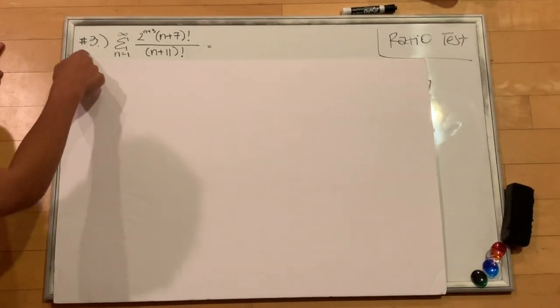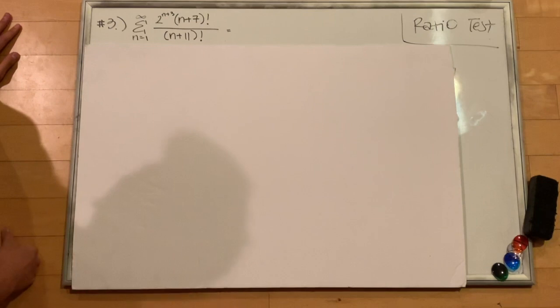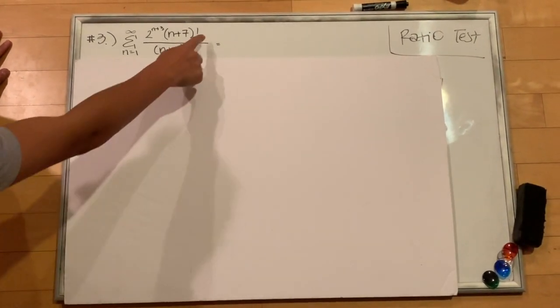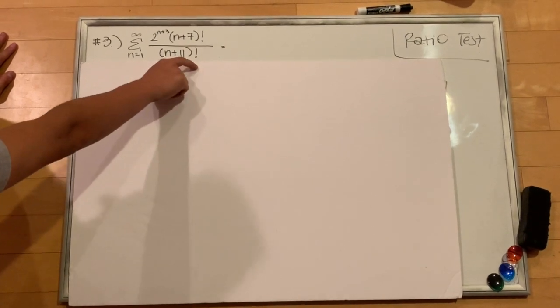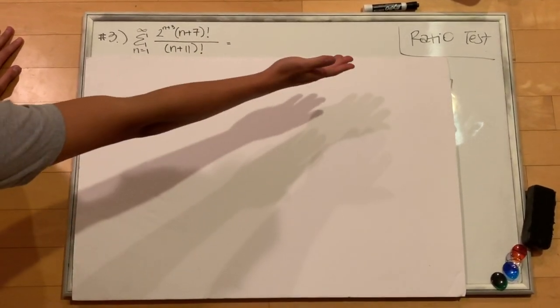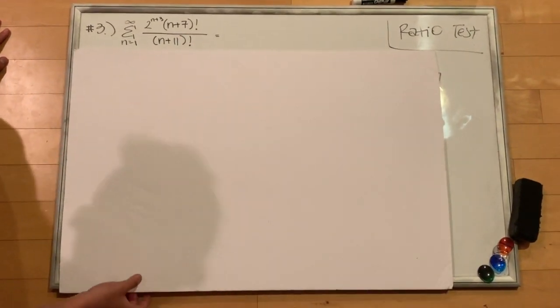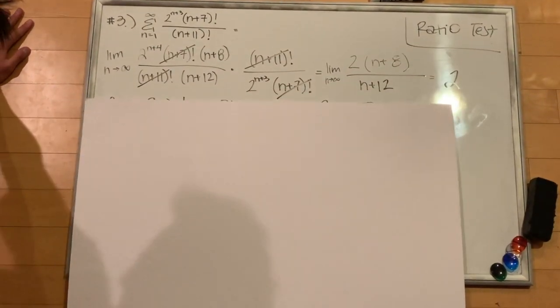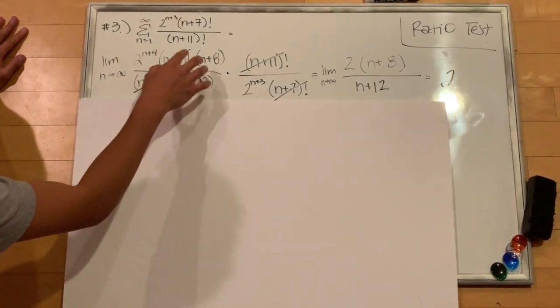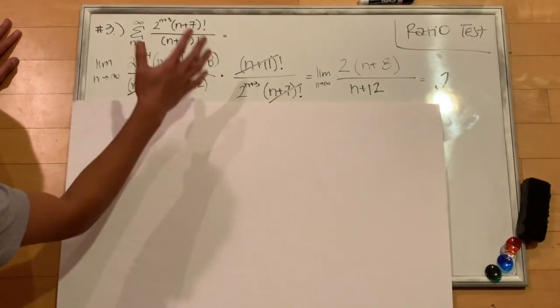Okay, so now for number 3, we have the sum from 1 to infinity of 2 to the n plus 3 times n plus 7 factorial over n plus 11 factorial. And these factorials are like a red flag for the ratio test. So what we do for the ratio test is we take the limit as n approaches infinity of n plus 1; wherever we see an n, you just add 1 to it.